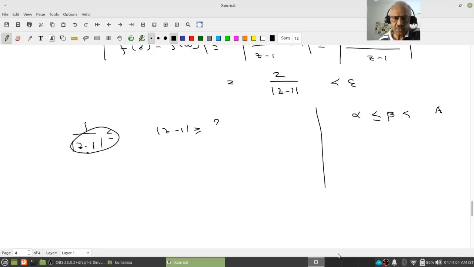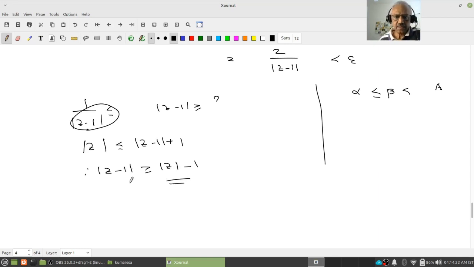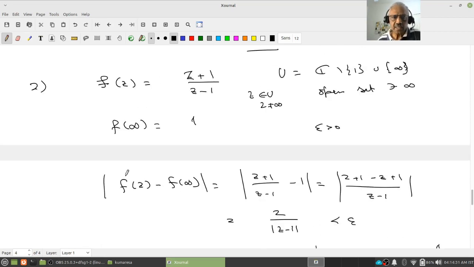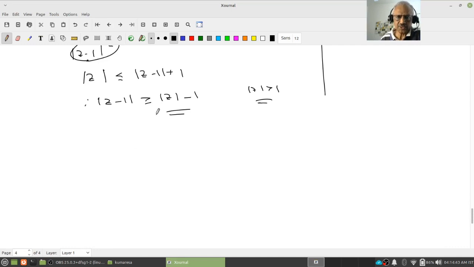That is very easy. Triangle inequality tells us, what does it say? It says mod z is less than or equal to mod z minus 1 plus mod 1, which is 1. Therefore mod z minus 1 is greater than or equal to mod z minus 1, right? And so suppose this is positive. Okay, let's assume mod z is greater than 1. Remember, we are looking for z from a neighborhood of infinity, from an open set containing infinity. That means it will be far away, right? So mod z I can make far away. Therefore I can as well assume mod z is greater than 1, so that this remains positive, right?